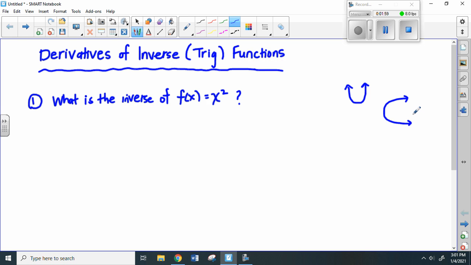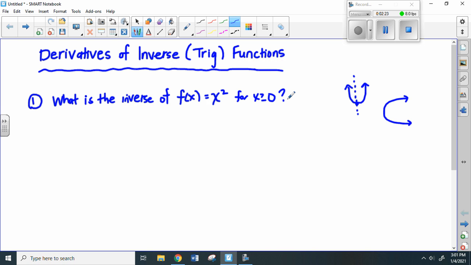So x squared only has an inverse when you look at half of it at a time. I know that's supposed to go through the vertex. So I specifically want to know what is the inverse of f of x for just the x's greater than or equal to 0.